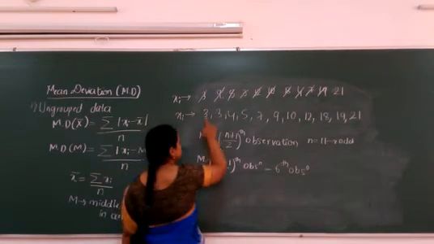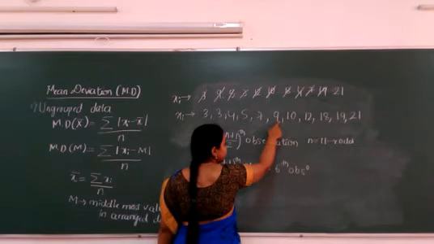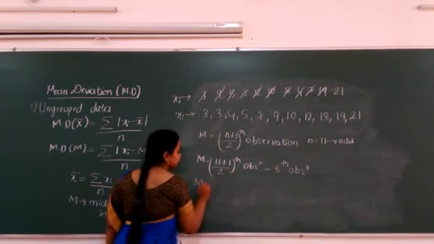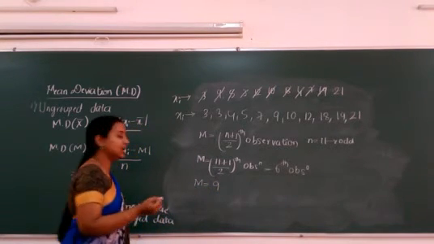So let us count now. 1, 2, 3, 4, 5, 6. Okay, so what is our median then? It is 9. So median is equal to 9. Now we know what our median is. Let us go to our next step.